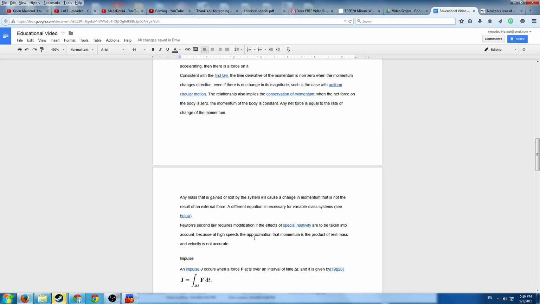Newton's second law requires modification if the effects of special relativity are to be taken into account, because at high speeds, the approximation that momentum is the product of rest mass and velocity is not accurate.